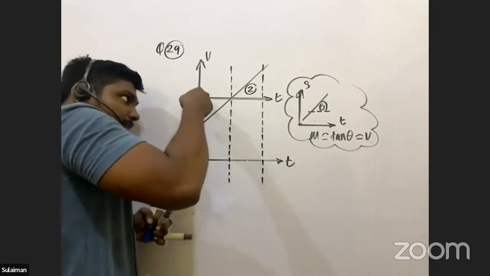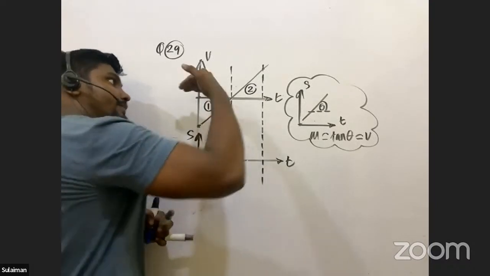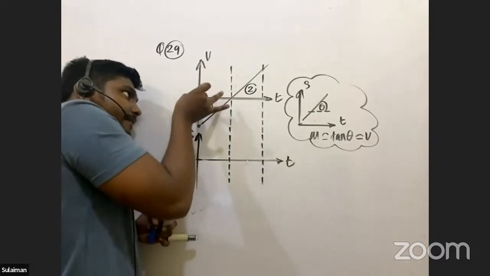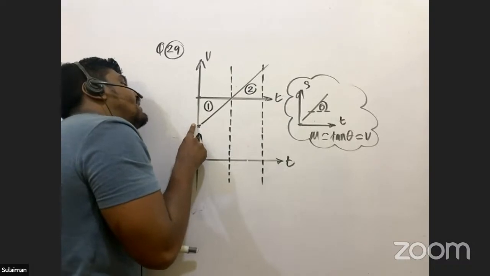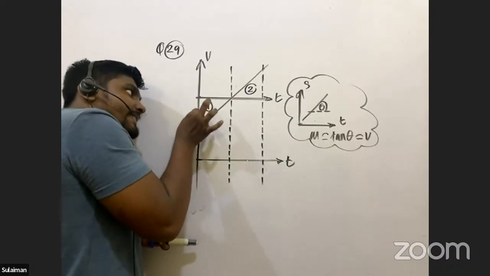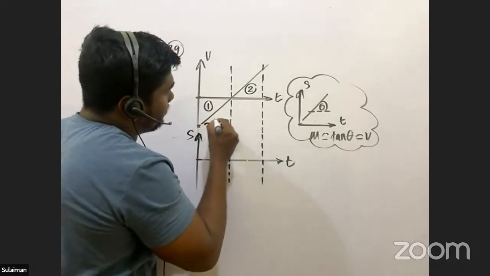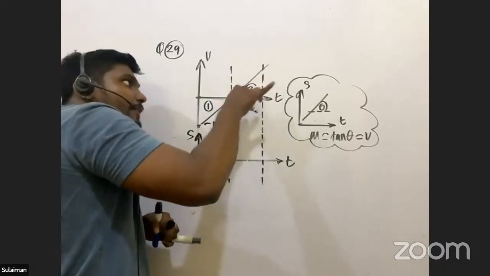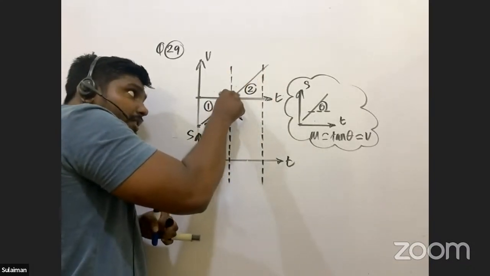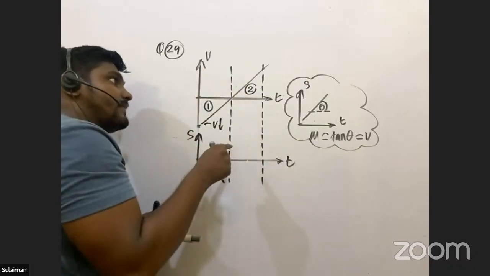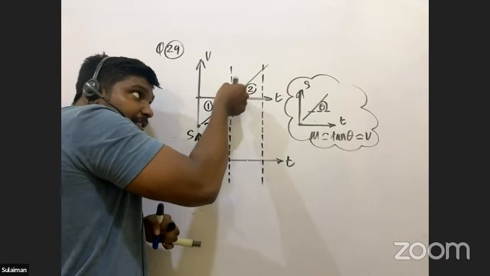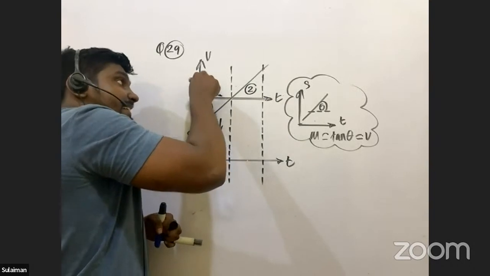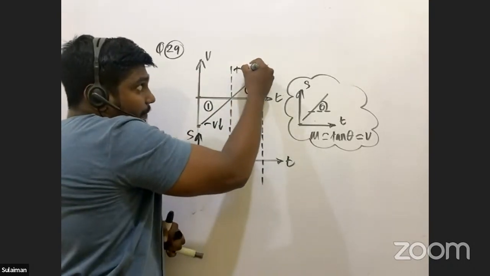Now you can see in the first part of this graph, velocity is negative, below the x-axis. What will happen with time? The negative velocity is decreasing, right? In the second part of this graph, all the velocities are positive. That means currently this object is moving to the right. In the second part, positive velocity is increasing gradually with time.